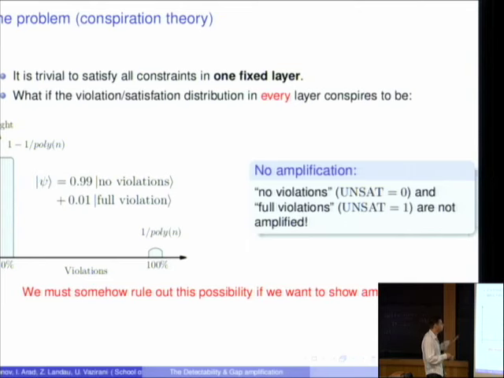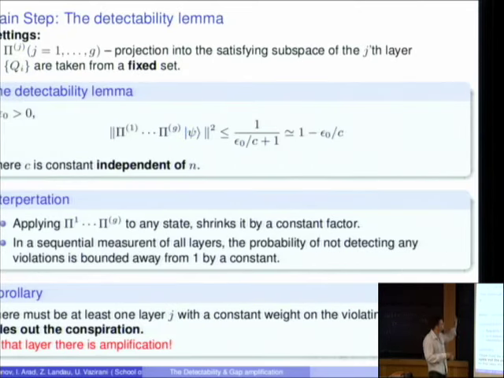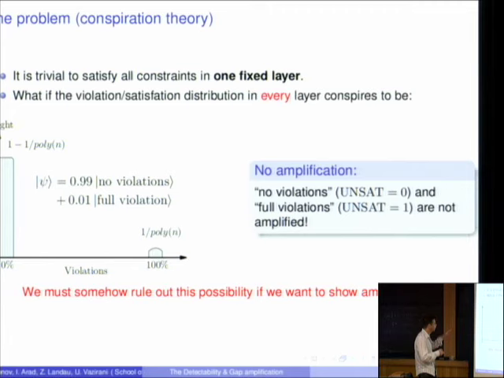Okay, so how do we rule it out? And this is exactly where the detectability lemma comes into play. What the detectability lemma tells us is that this thing cannot happen simultaneously in all layers. Specifically, how do we define it? Well, we define these projections pi i for every one of the layers, and what these projections do is project into the accepting subspace of every layer. Okay, so in other words, every such pi projects into this part of the layer.